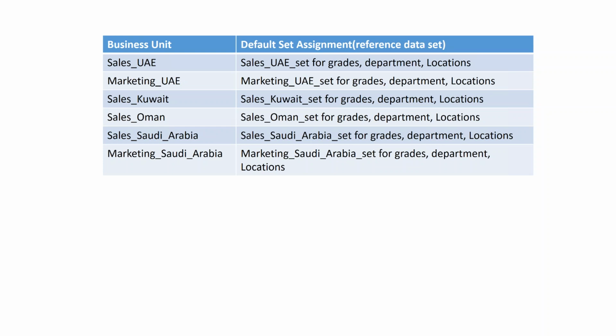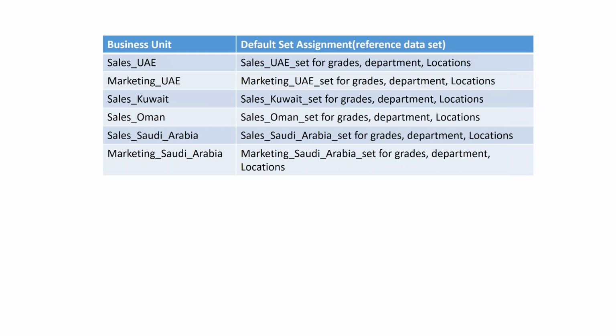But if you are not using the configurator, which we do not do, in all of our implementations we never use the configurator, so we can name our reference data set differently. There is no rigid rule that we have to name it this way, but this is how Oracle does it in the configurator. So when we generate the reference data set, we can give the names according to our requirement. If the business unit is sales UAE, the reference data set generated is called the sales UAE set. Now, how does this reference data set help us do things better?